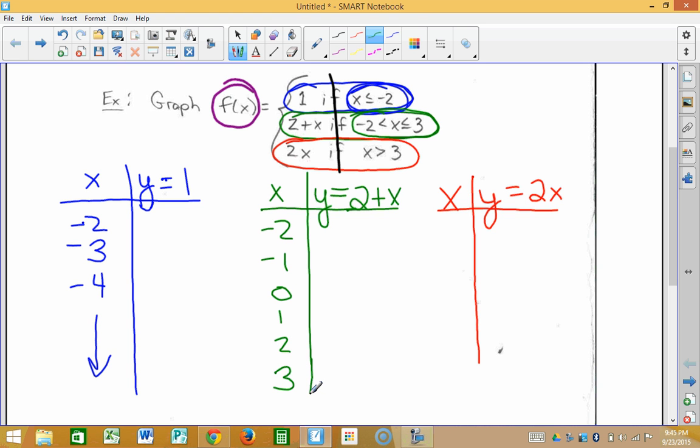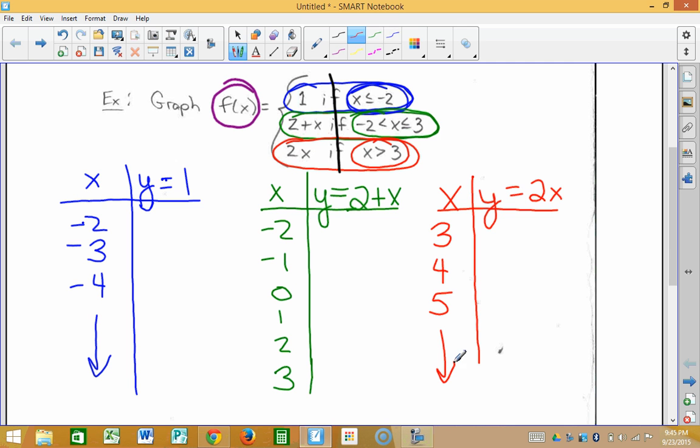Okay, now for the red, what x's are we allowed to plug in? We're allowed to plug in x is greater than 3. Now again, if 3 shows up in the interval, we are going to include it in the table. So we're going to start with 3, and we're going to go larger. So 3, 4, 5, and so on forever.